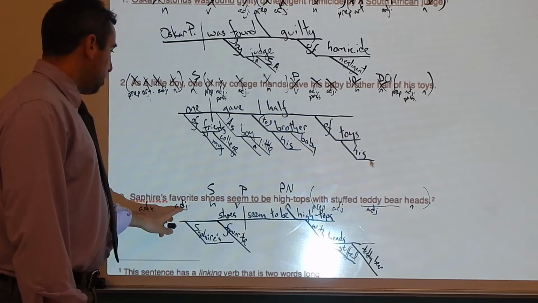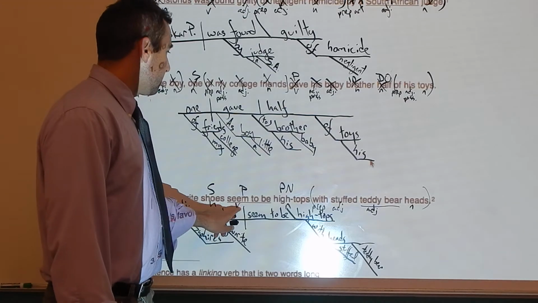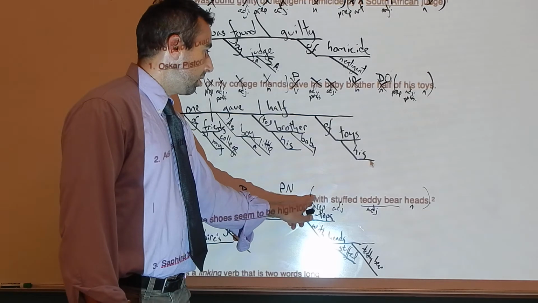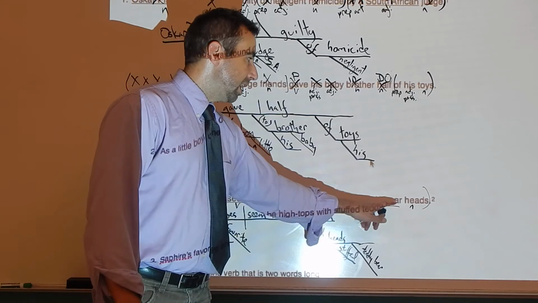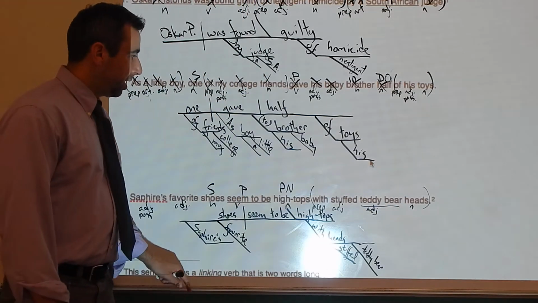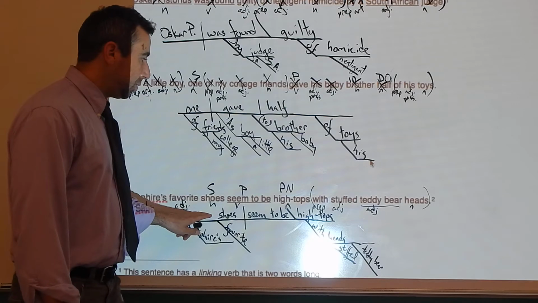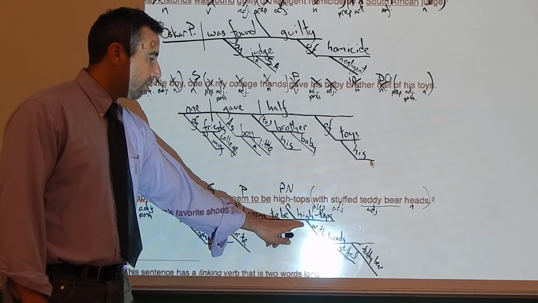Sapphire's and favorite are both adjectives, with Sapphire's being a possessive. Shoes is a noun, seem to be is a verb, high tops is a noun. With is a preposition, stuffed is an adjective, teddy bear is an adjective, heads is a noun. Stuffed and teddy bear both describe the heads. And here's the diagram. Here's the main line. Shoes seem to be high tops with a diagonal line right there, separating the predicate from the predicate nominative.